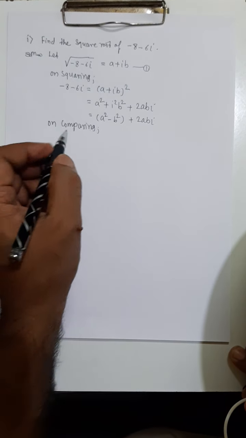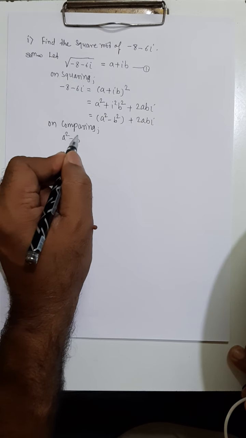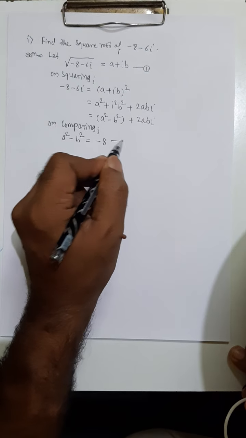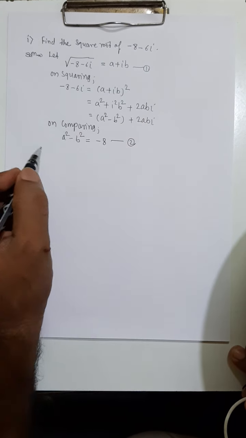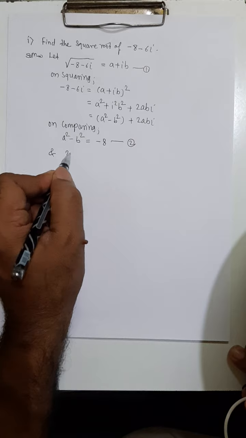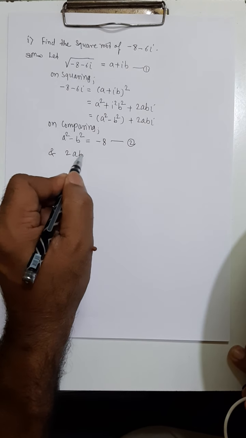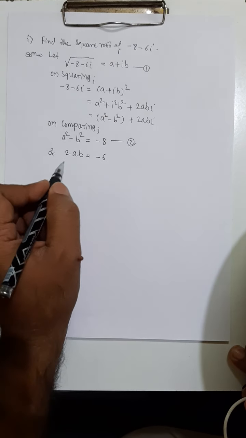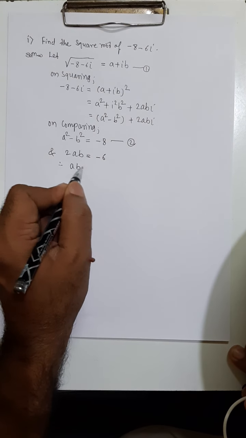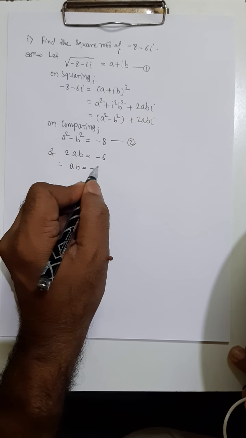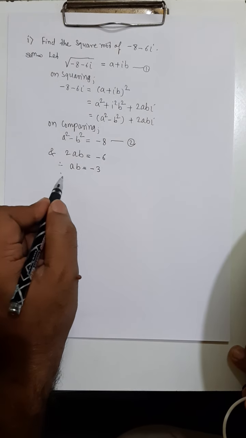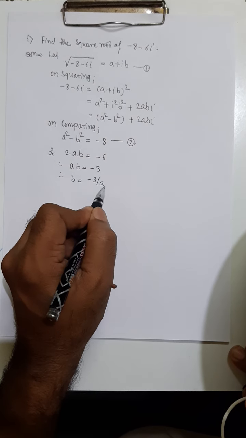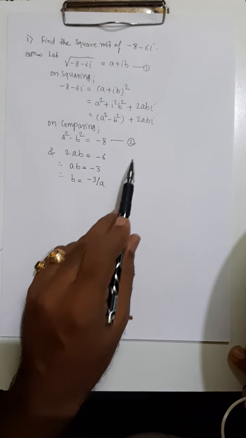On comparing, so real part on right side is a square minus b square. On left side real part is minus 8, equation number 2 here. And imaginary part on right side is 2ab. On left side imaginary part is minus 6, and therefore we get ab equal to, divide by 2, minus 3, and therefore b equal to minus 3 divided by a, right? We put this value in equation 2.